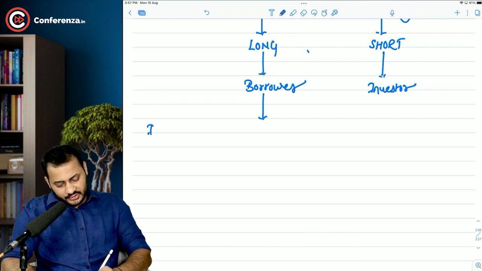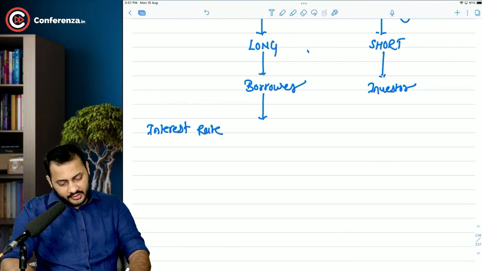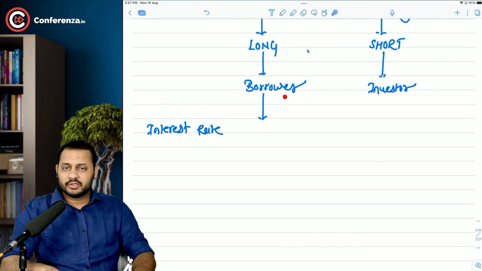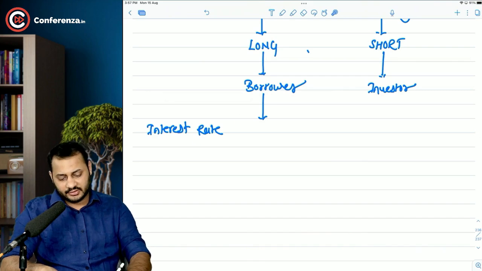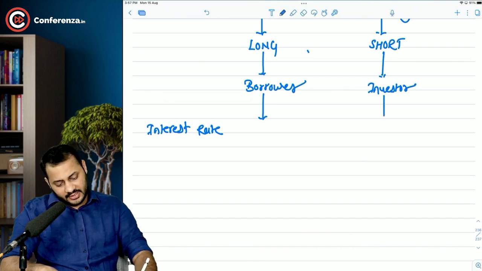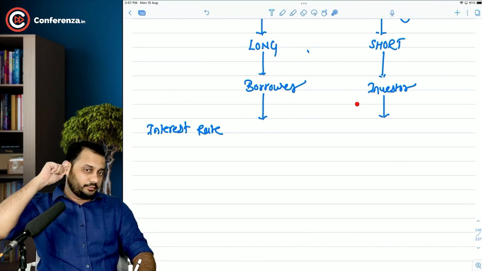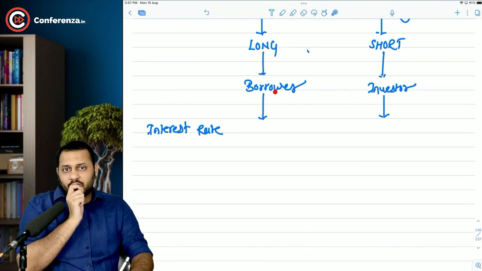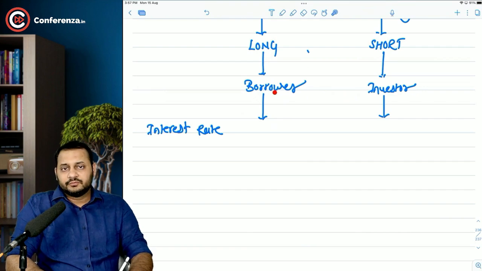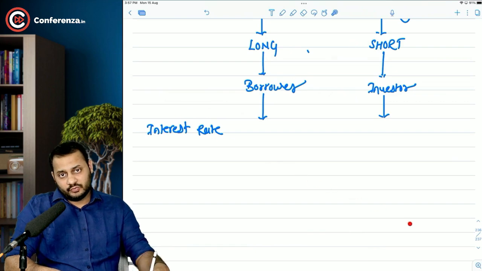Just guide me through this. Am I right if I say the most important part for the borrower and the investor is the interest rate? Yes, sir. Interest rate matters a lot to the borrower and investor. Now tell me, once you borrow at a particular rate, where do you want the interest rate to go in the market? Do you want the interest rate to go up or down?